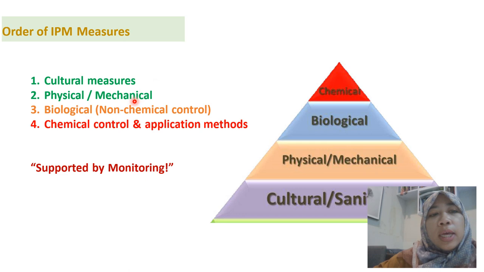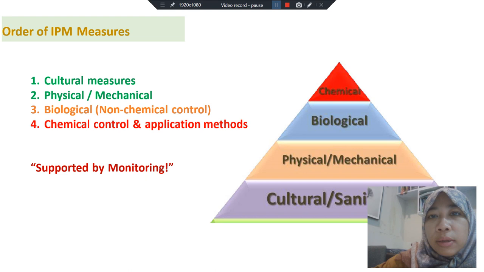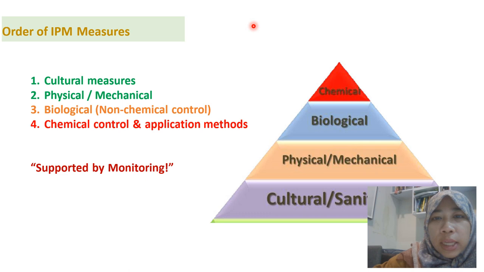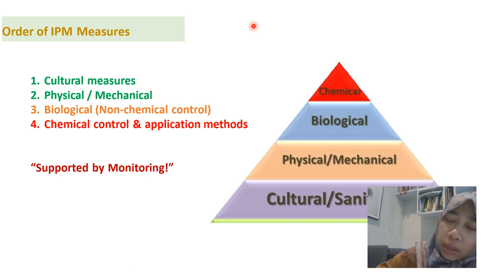And there are entomopathogens. Entomo is insect, and pathogenic is a disease carrier. So entomopathogenic means that the insect could be made ill by some virus, bacteria, fungi, and nematode. So we can control the pest by using the entomopathogens.